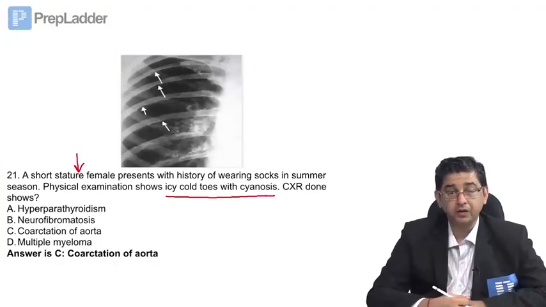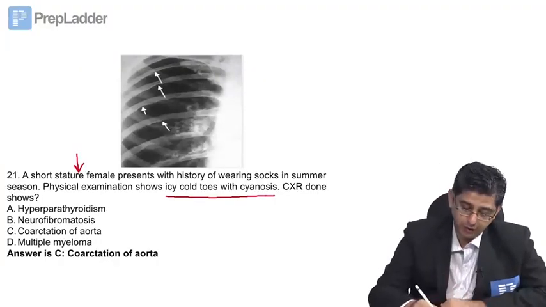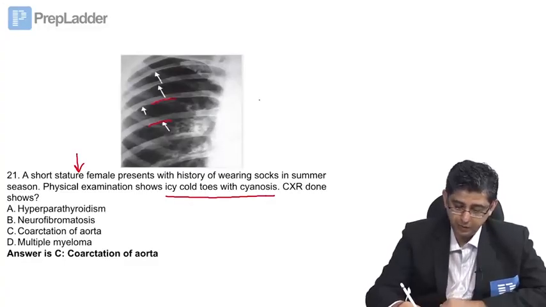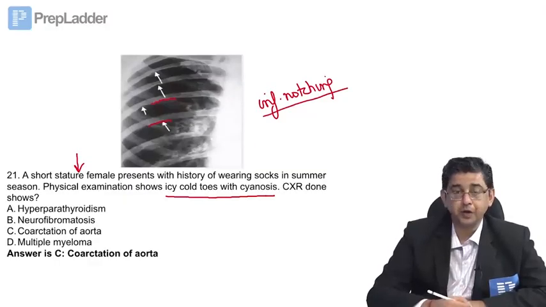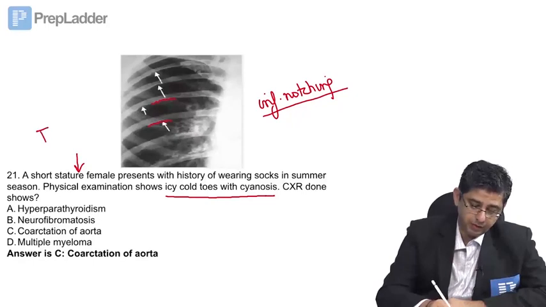Then if I look at the X-ray, I will be able to notice specifically the notching of the lower border of the ribs. This inferior notching of the ribs is the key in the question. Inferior notching of the ribs is a characteristic feature that is seen in coarctation of aorta. You see, short stature probably implies that this patient is suffering from Turner syndrome.